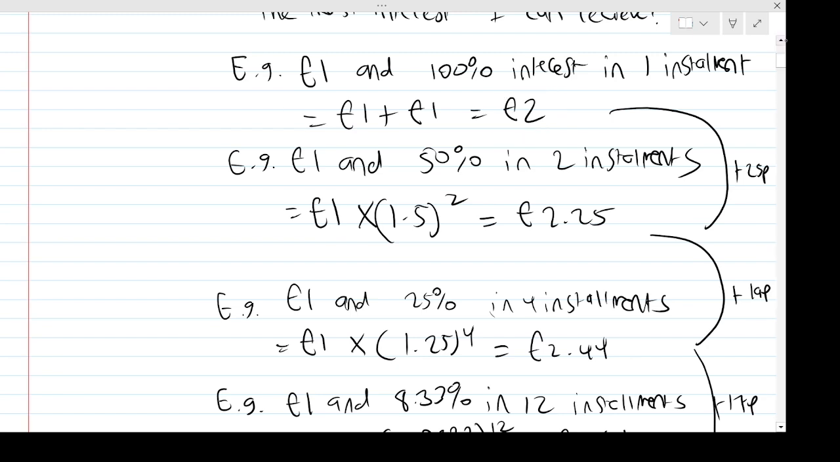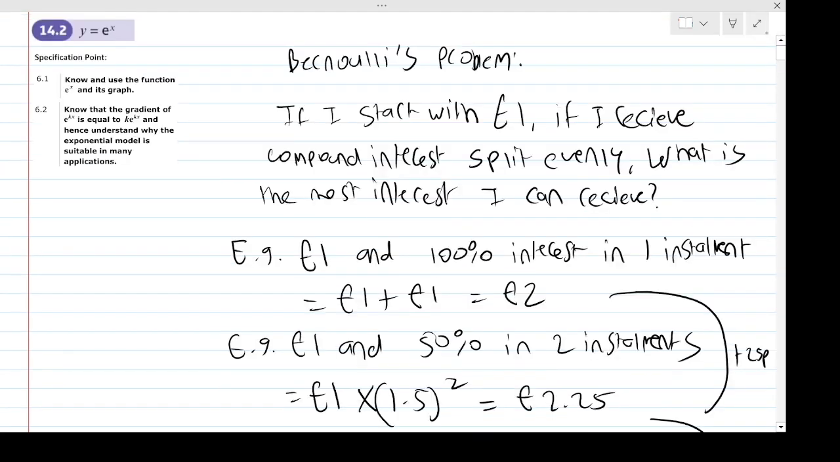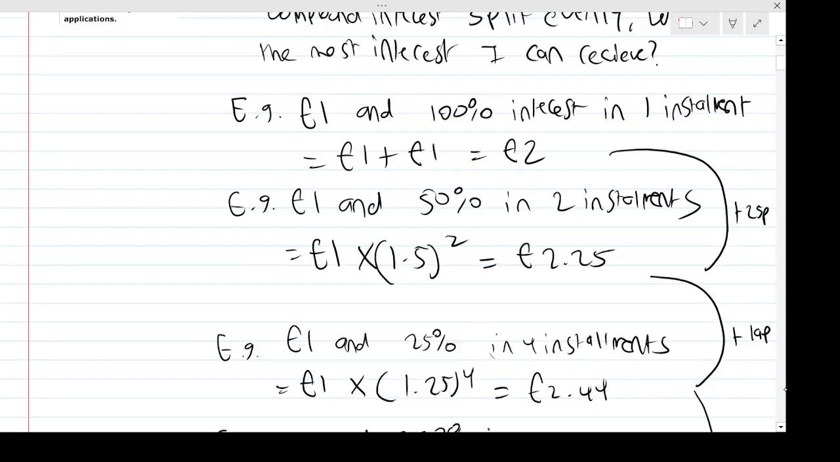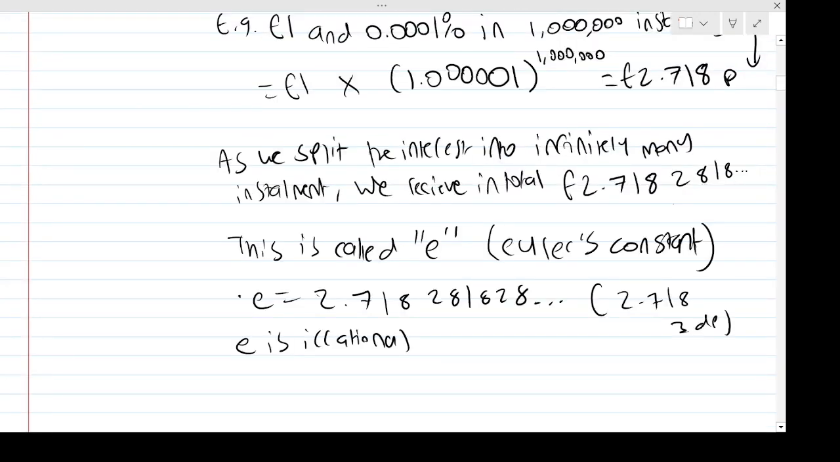As you can see here, that is Bernoulli's problem. He wanted to investigate that, and that was the answer. So actually, the answer to this question is the most interest I can receive if we repeat this in the long term. This is the amount you get, £2.72p technically if you round it to pence. But that is the end number. That's the end result. So that's my answer.